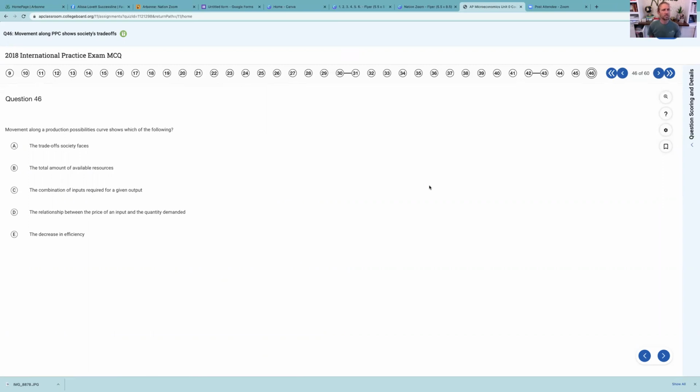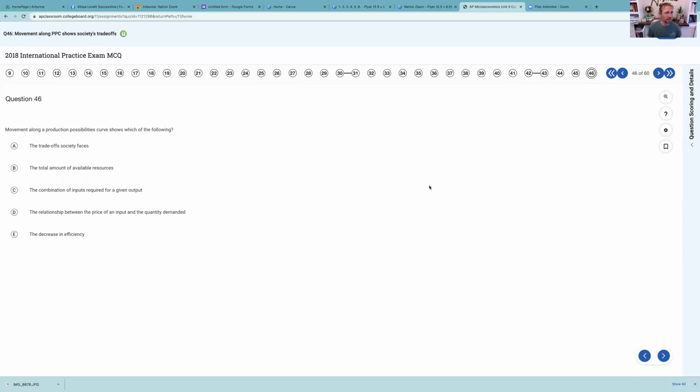46. Movement along the PPC shows what? If you just move along the production possibilities curve, it's not changing our productive capability. It doesn't mean we're becoming more efficient or less efficient. It just means now we're producing a different combination of goods. That's all that means. So movement along that curve shows what?